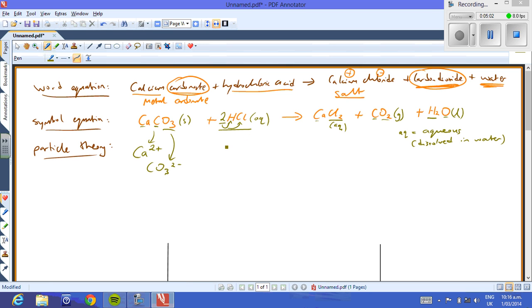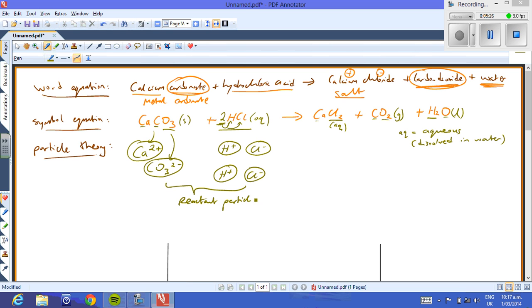From here you get two H plus ions, and just put circles around them to show that they're actually particles. And then you have a chloride ion, so the HCl breaks up in water, and you have two of them right there, so you need to represent those particles as well. They are collectively referred to as your reactant particles. And then these particles need to collide together, and this brings in the idea of collision theory.